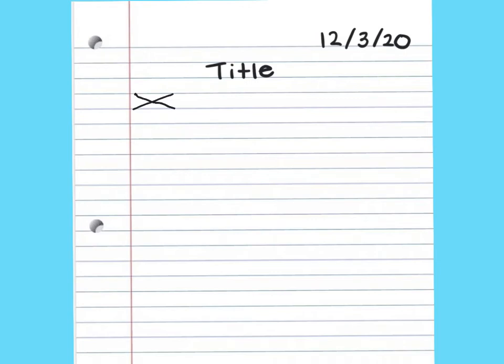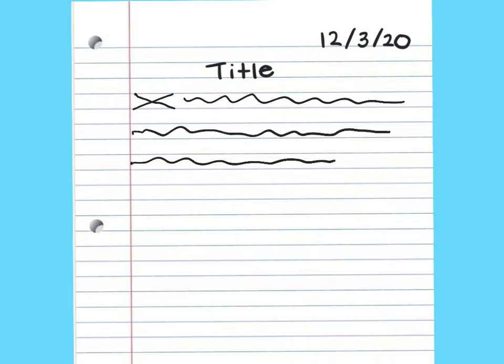And then you will write skipping lines. And notice how these squiggly lines, these represent like the words that you would write. Notice how I'm going all the way to that red line.